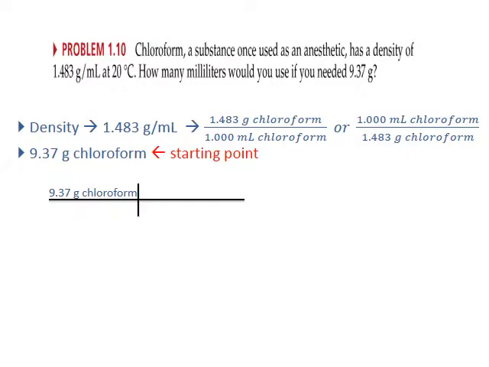Okay, the chloroform problem. The starting point would be the 9.37 grams of chloroform. It's a direct measurement. It's not a compound measurement like the density is. So I've got grams of chloroform, and the density is a relationship between grams and milliliters. So I want to get rid of grams, so I want to put my grams on the bottom and milliliters on the top, so it's going to be the second form of the relationship. And the equivalent amount of chloroform in milliliters would be 6.32 milliliters. I went with 3 sig figs here because my initial measurement had 3 sig figs, the density had 4. So I always go with the fewest number of sig figs.